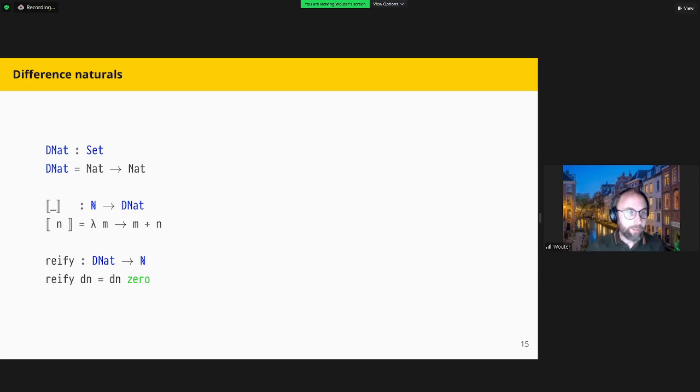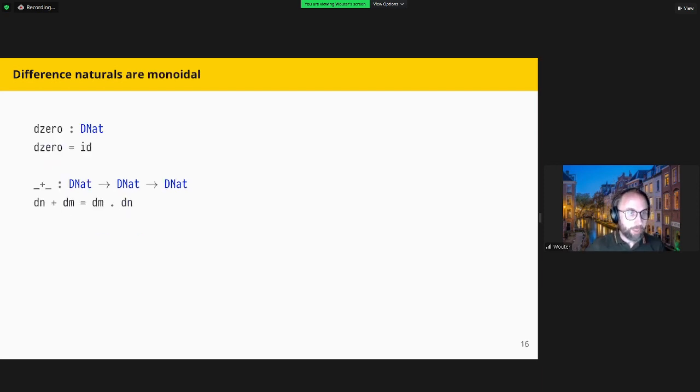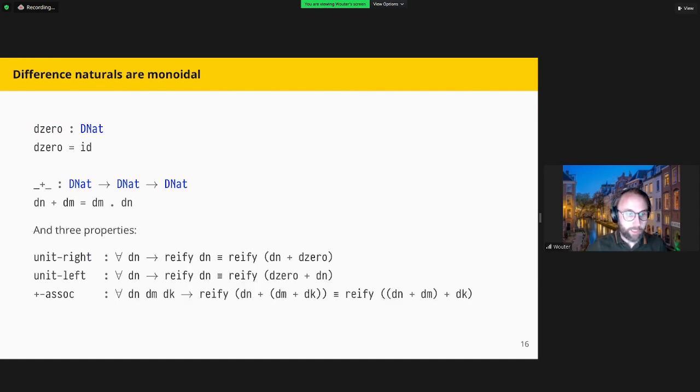So I mentioned that these difference naturals are monoidal. So what do I have to do to show that? I have to define a 0 and an addition operation. So the 0 is just the identity. Remember, these are functions that we're working with. And addition is just function composition. But to really show that this is a monoid, I have to do a little bit more work. I actually have to prove 3 laws, right? I have to show that I have the right and left unit and that addition is associative.